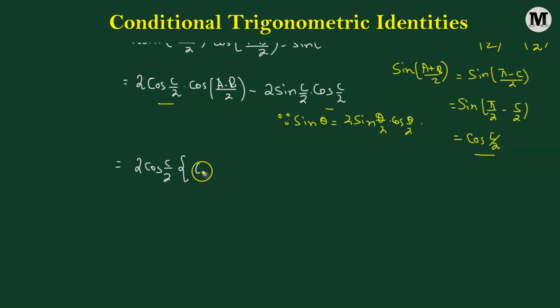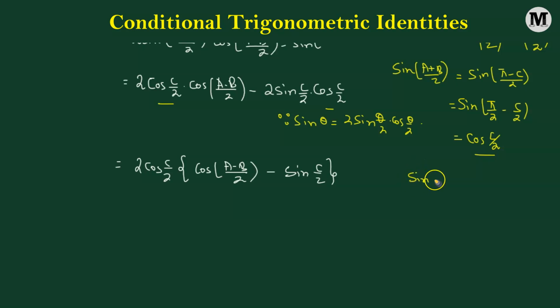So the first term is going to be cosine of a minus b divided by 2. And then in the second term, we have negative sine c over 2. Now we can actually change sine c over 2 as well. So let's try to understand how we do that.